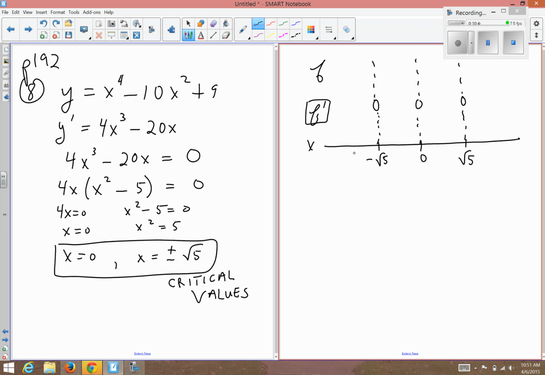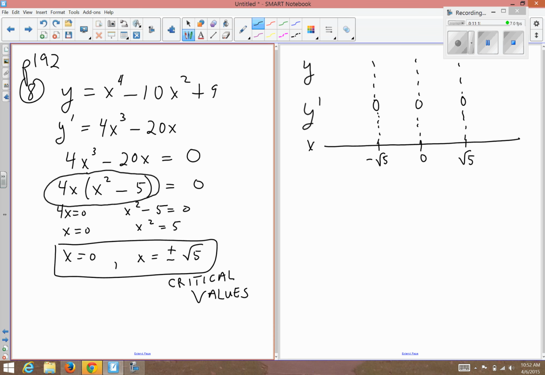Now we're going to pick any number before negative radical 5. Let's say we use negative 10 and plug it into f prime. I think perhaps I should have called these y and y prime instead, let me change these. This is y prime and this is y. So we're picking a number over here like negative 10, and we're going to plug the number we choose into the derivative, which has the red circle around it.